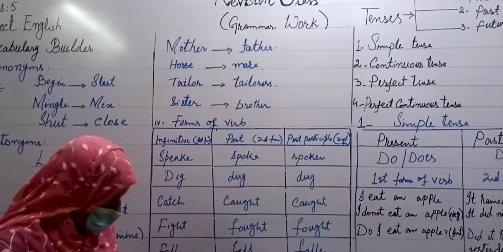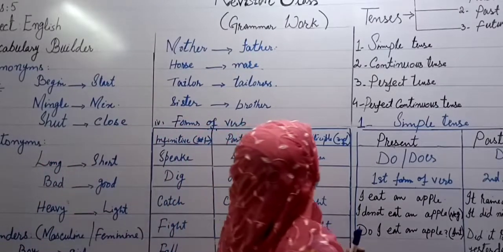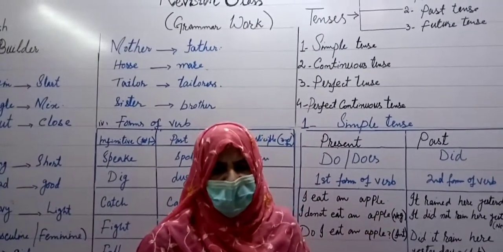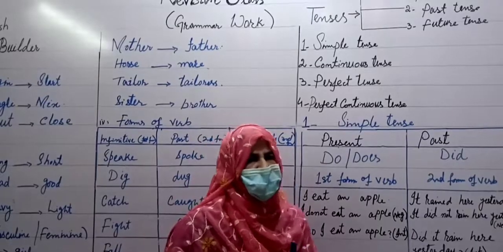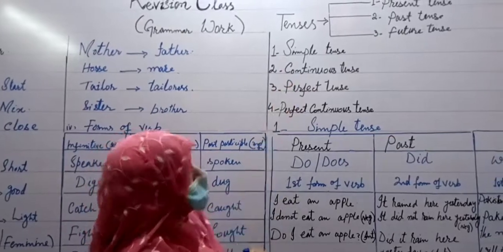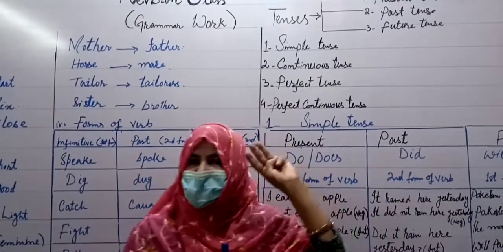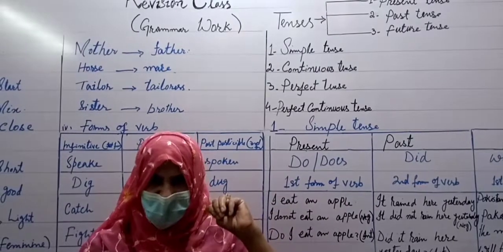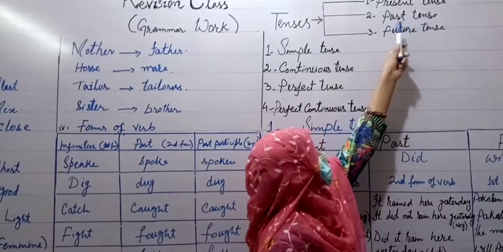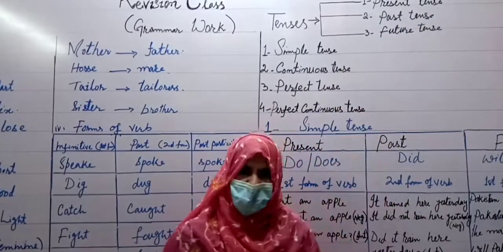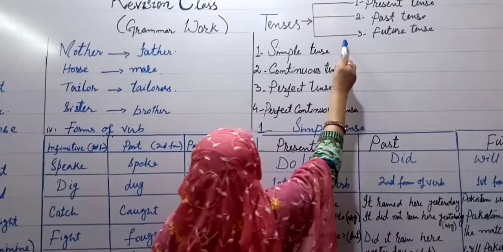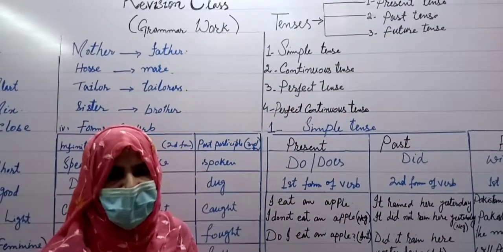Okay? Now, my dear students, we are going to revise the tenses. In the previous class, you have done all tenses. But in the revision class, first of all, briefly I will tell you how many types of tenses there are. Basically, 3 types of tenses. First is present tense, then past tense, then future tense.